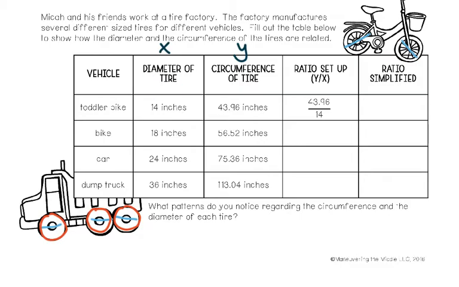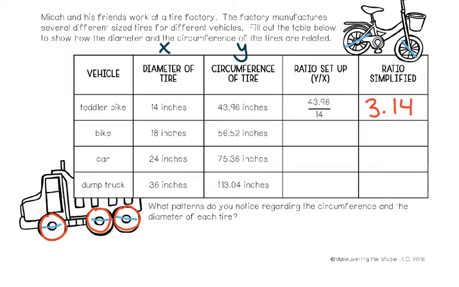So let's find the ratio of the toddler bike first. The ratio is always going to be the circumference divided by the diameter. So in this case, 43.96 divided by 14 is going to give us a simplified ratio. Remember, that line between these two fractions means divide. So go ahead and take a second and divide 43.96 divided by 14, and then press play when you're ready to check.